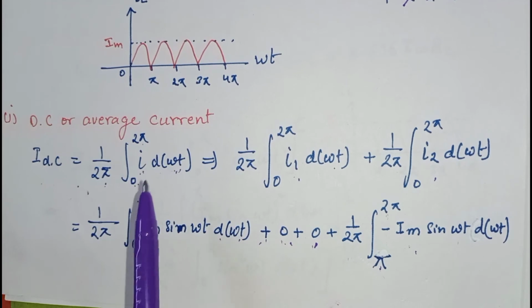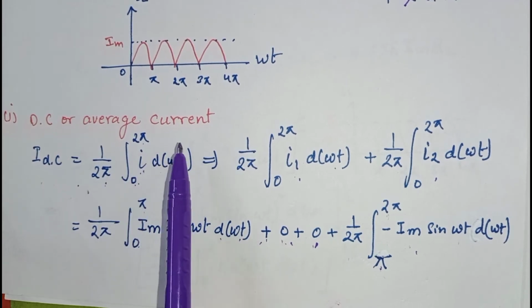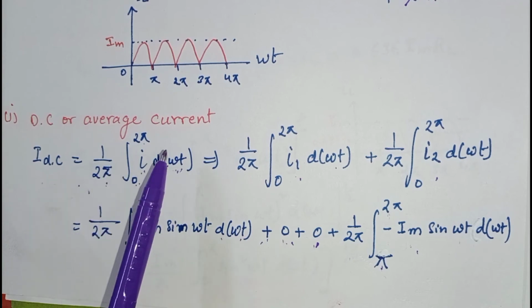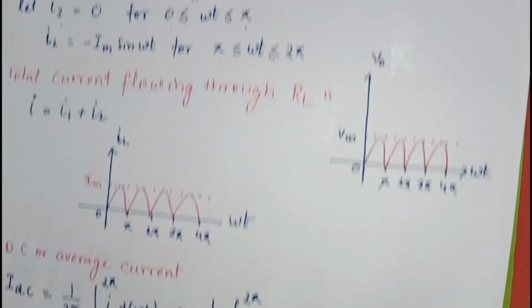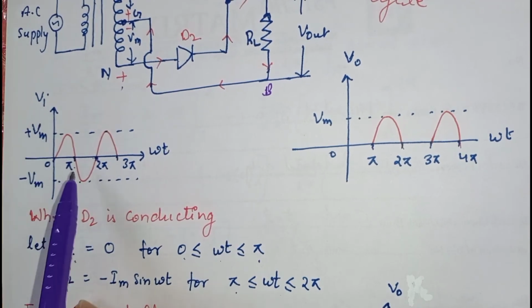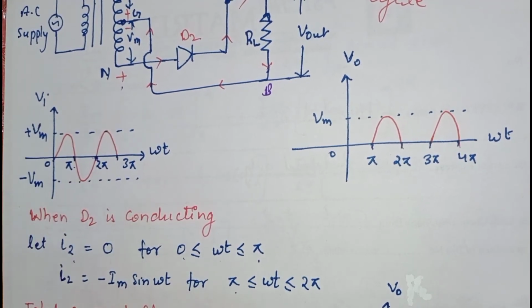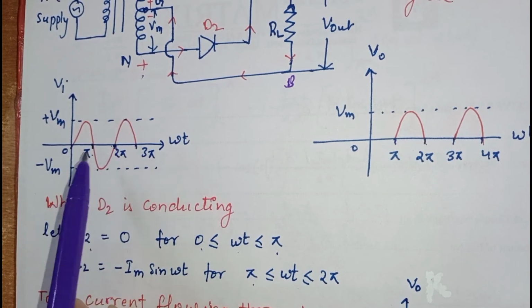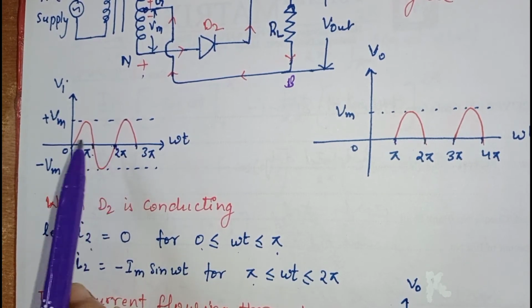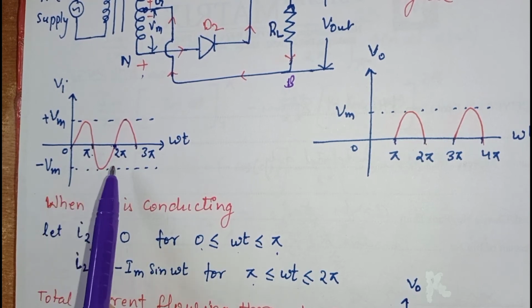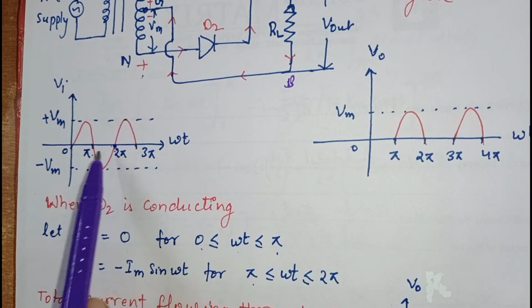Now we'll find the expressions for different parameters of the rectifier. First one is IDC, the average current. As we know, the current is also a sine wave, because the input is a sine wave. So the average current we can find by integrating this sine wave from period 0 to 2 pi and dividing by the total time period of the sine wave. This is 2 pi.